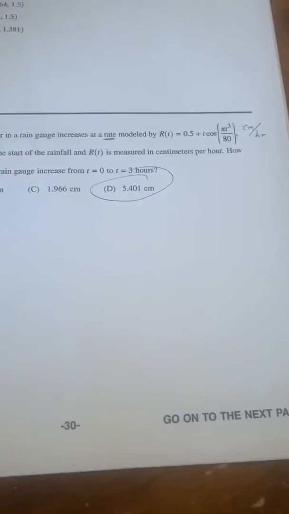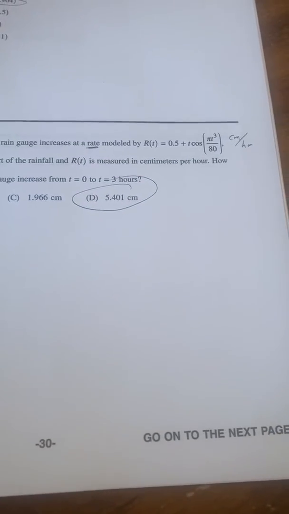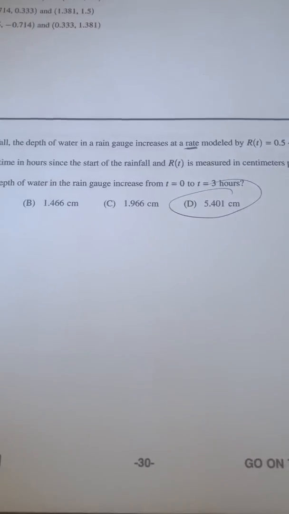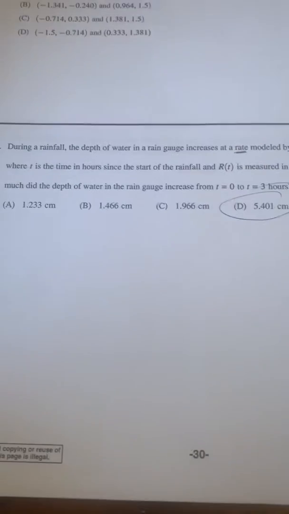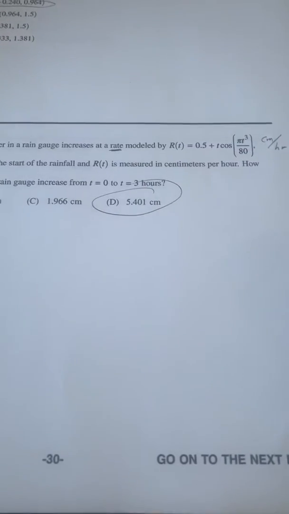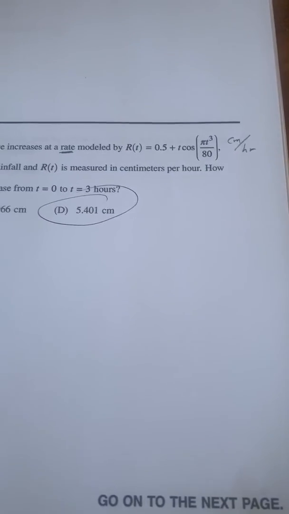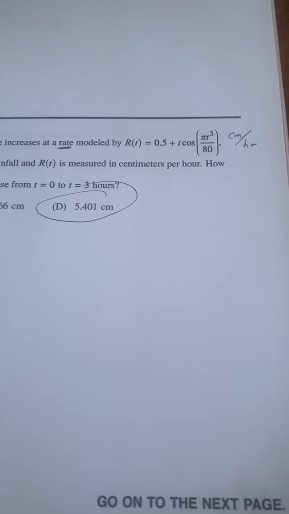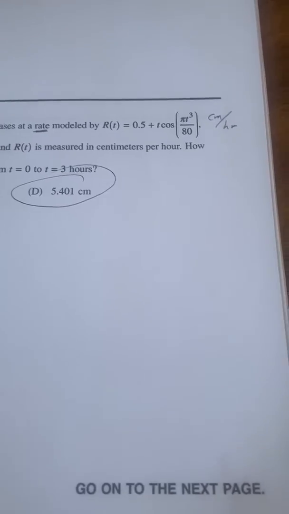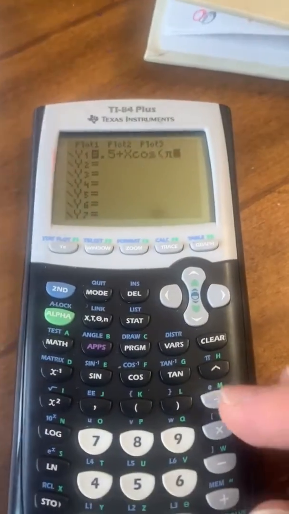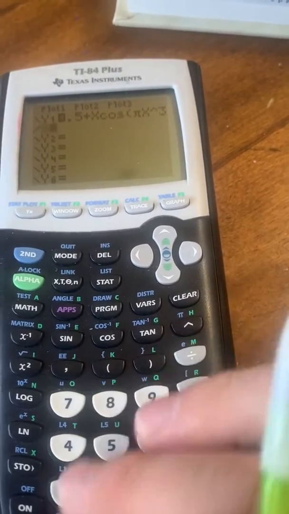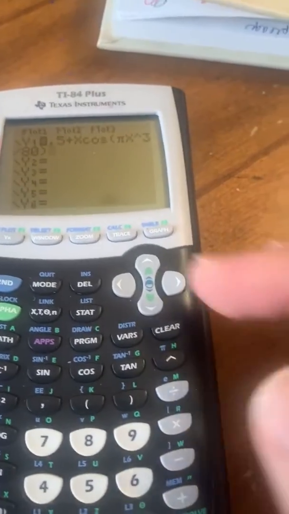81 says during a rainfall, water in the tank increases at a rate modeled by this, which is in centimeters per hour, where t is the time in hours since start of rainfall. Says how much did the depth of the water in the rain gauge increase from t equals 0 to 3. So all I have to do is plug this function into my calculator and take the integral. So I'll take 0.5 plus x cosine of pi, then x squared, or x to the third, divided by 80. And then all I'm going to do is do the calculation.